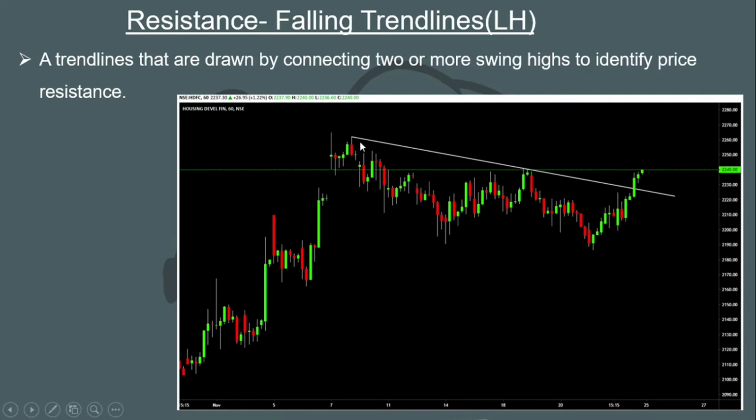Falling trend line: what we are doing is connecting two or three swing highs to find the resistance of the stock. Once the resistance is broken, we can go long. If the stock takes the resistance and comes down, then we can take the short. How do we take the short? When the stock takes the resistance and makes a red candle, we can short below the low of the red candle to enter the trade. We keep the stop loss just above the trend line high.